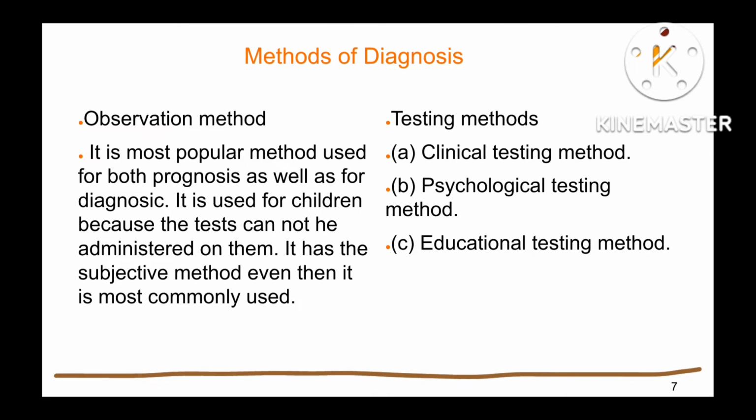Then next is testing methods. First is clinical testing, which is common, like a vision problem or if the child is having a hearing problem. Then the psychological testing method. If the child has failed in some examination, then they will take so much tension. Or if they got fewer marks, then they will have fear of their parents, or fear of their friends.